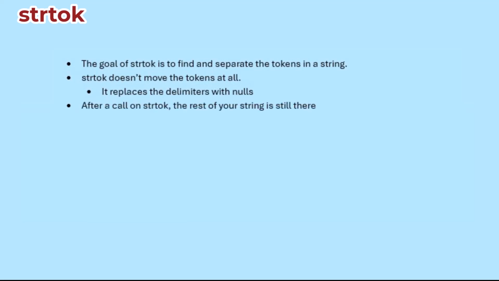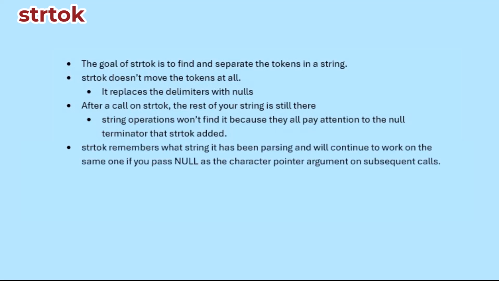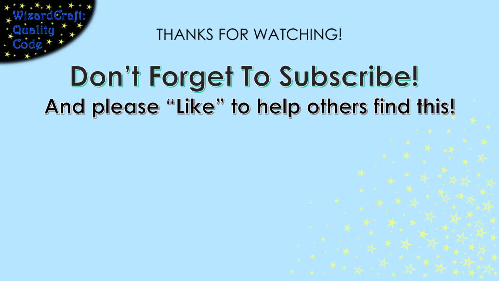After each call on strtok, all the rest of your string is still there, but string operations won't find it because they all pay attention to the null terminator that strtok added. Strtok remembers what string it has been parsing and will continue to work on the same string if you pass null as the character pointer argument on subsequent calls. When you want to start over with a new string, just make the first call on any new string pass in that new string. I hope that gives you some tools that you can use to parse strings.